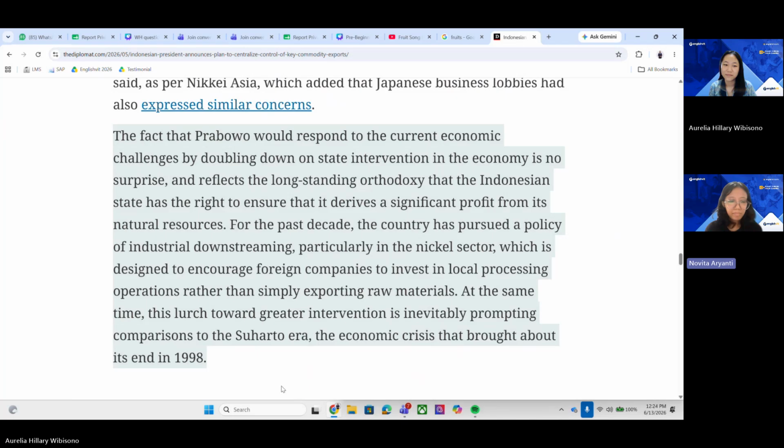At the same time, this lurch towards greater intervention is inevitably prompting comparison to the Suharto era, the economic crisis that brought about its end in 1998.